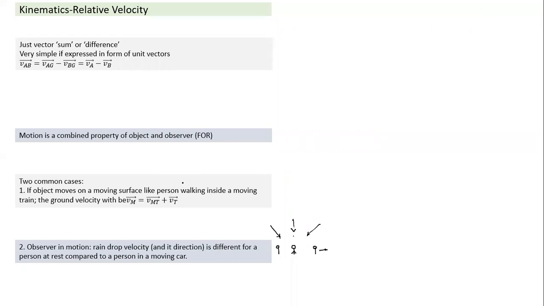Even for the first case, one more example you can think of: a person walking inside a train, a person walking on the deck of a ship which is in motion, a person walking on a travelator or escalator, a boat moving in a flowing river, and also an airplane moving in blowing wind. Even that is an example of an object moving on a moving surface. In case of an aeroplane, what is the moving surface? Which surface does the airplane move on? If you have to think of a surface at all, the surface the airplane moves on is air. And air itself will be moving, air itself will give you velocity.